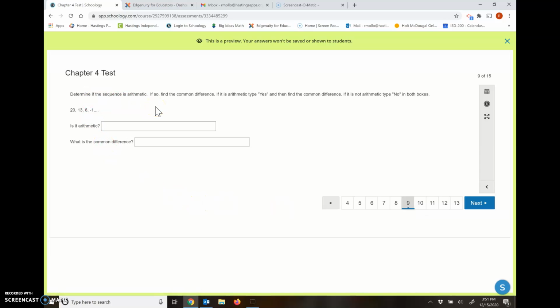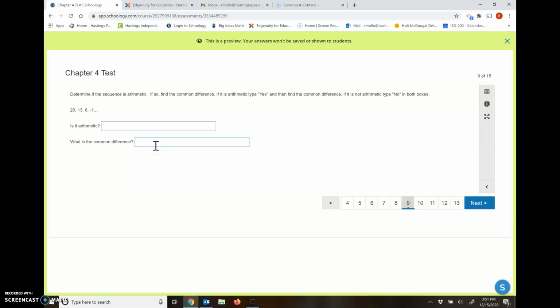Here, you're determining if the sequence is arithmetic. If so, find the common difference. If it is arithmetic, make sure you're typing YES, yes, not like yeah or yep or sure, okay? Otherwise, then Schoology is going to end up marking it wrong. So make sure you're typing in yes. And then if it is arithmetic, make sure you're finding the common difference.